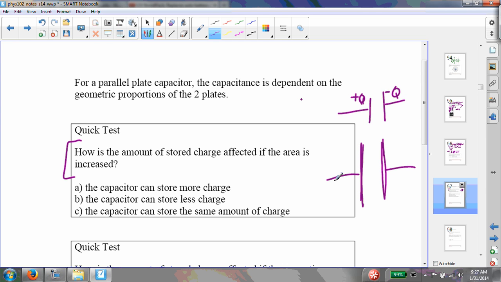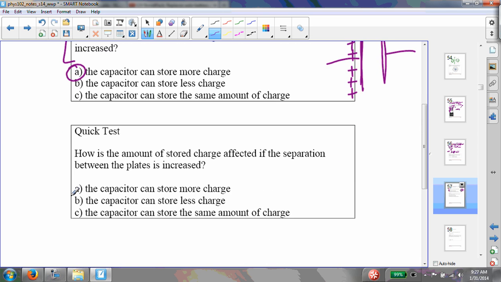Now, I think this actually is on your quiz, but I'm going to give you the answer because it builds up to something here. If I make them bigger, then as you can imagine, I can fit more charge. There's just more area for charges to be on. So if I make the area bigger, then the capacitor can store more charge.